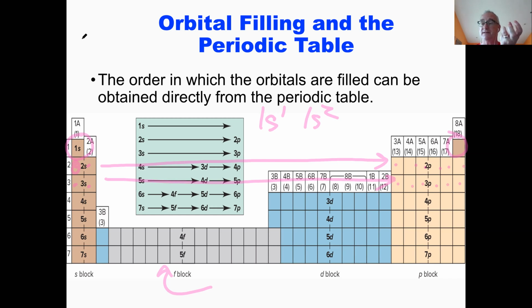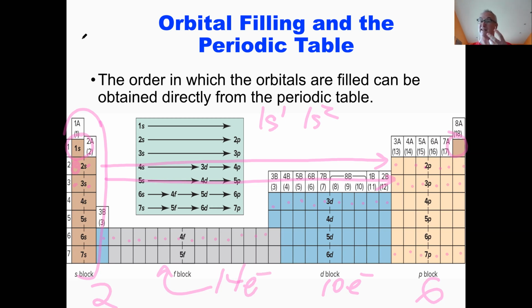So you can see that the elements are broken down into blocks. And just by looking at the periodic table, you can see how many electrons go into each block. The s block has 2 families in it. The p block has 1, 2, 3, 4, 5, 6 families in it. The d block has 1, 2, 3, 4, 5, 6, 7, 8, 9, 10. And the f block has 1, 2, 3, 4, 5, 6, 7, 8, 9, 10, 11, 12, 13, 14.